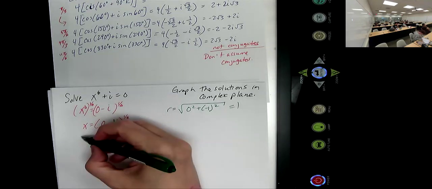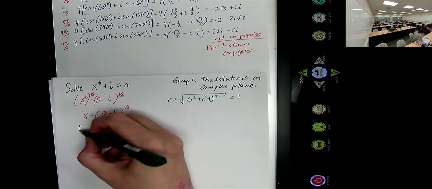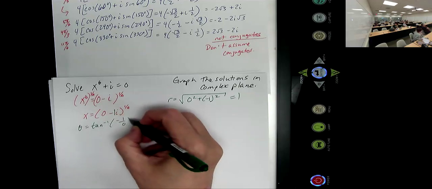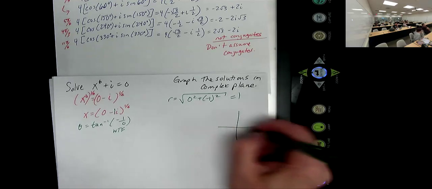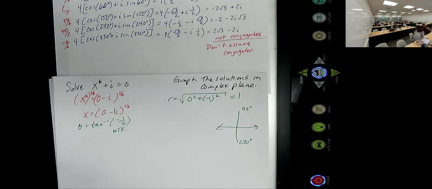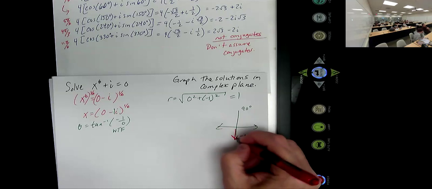Alright, now we need to find theta. -1/0, where does that happen? Does not happen at 180. Oh, no, wait, sorry, the bottom. It's on the 90 degrees or 270. Which one is it? 270 because we got negative I. Alright, 270.